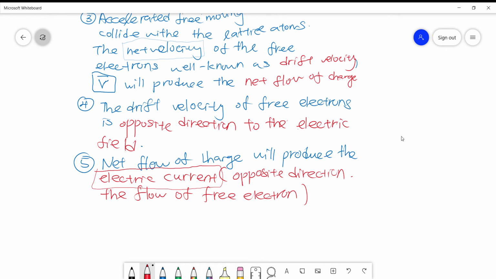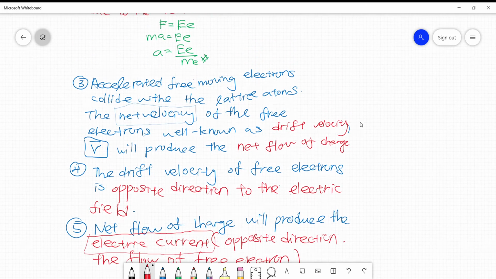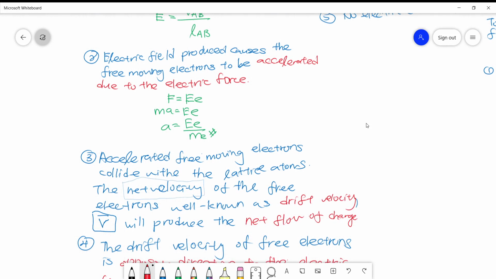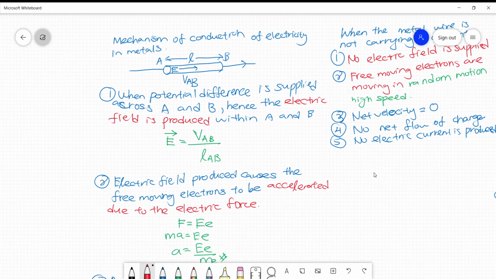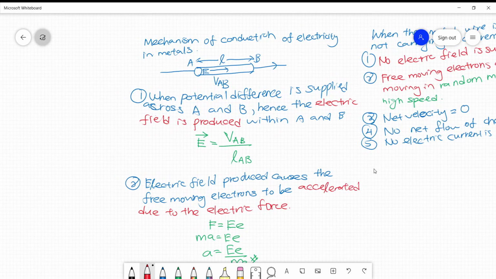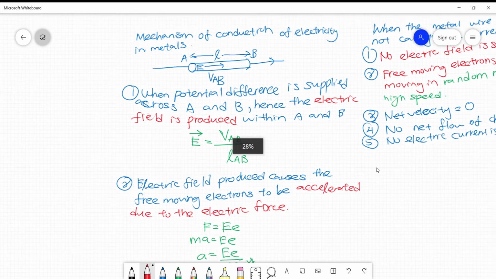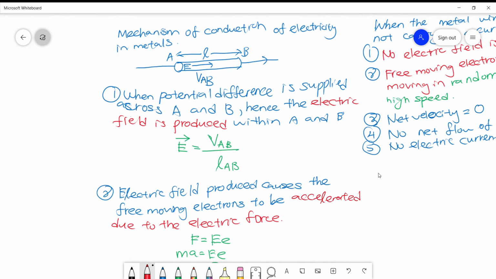Okay, so let's continue with our chapter on electric current. From the previous video, we stopped at the mechanism of the conduction of electricity through a wire. Let's refer back to the previous lesson that we learned: the mechanism of conduction of electricity in metals.